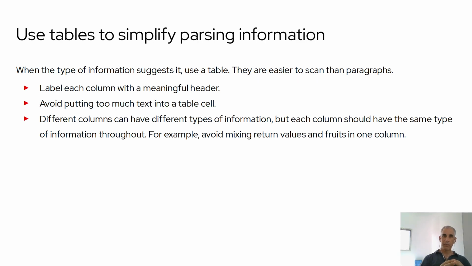Use tables to simplify parsing information. So when the type of information suggests it, use a table. They're easier to scan than paragraphs. Now, I didn't include a table here. I should have, but I was running out of time. So I included a few guidelines here. Make sure that each column is labeled with a meaningful header. Avoid putting too much text into any one table cell. And although different columns can have different types of information, each column should have the same type of information throughout. So, for example, avoid mixing return values and fruits in one column.